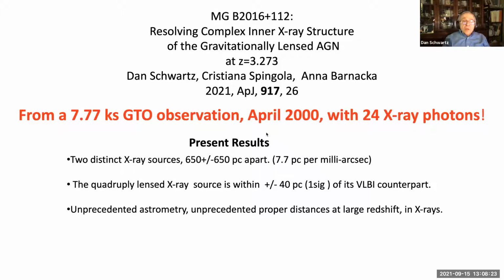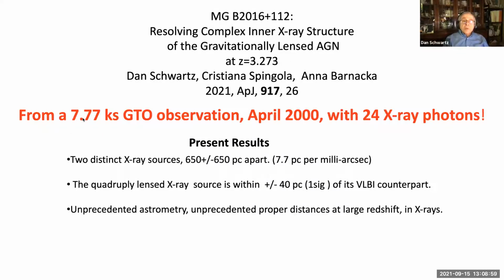So in this talk, I'll be discussing our recent publication of this source. It's from the MIT Green Bank Radio Survey, which I think goes back to the 70s or 80s. This was one of the first radio quad gravitationally lensed sources discovered, with its 1950 coordinates. So this paper is published. This source is at a redshift of 3.273. That's when the universe is just under 2 billion years old.